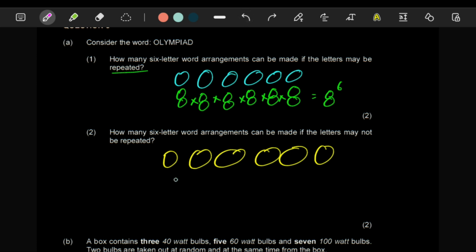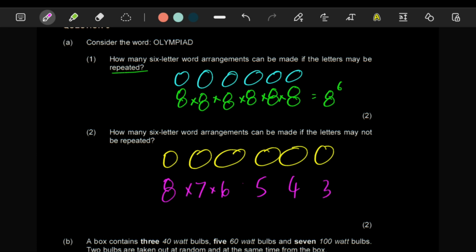Let me start again. Remember, you have 8 options for this one place here, 8 letters to choose from. The moment you choose 1, you only have 7 left for this option. The moment you choose 1 more, you only have 6 options left here, and then you only have 5, and then 4 options, and then 3 options.